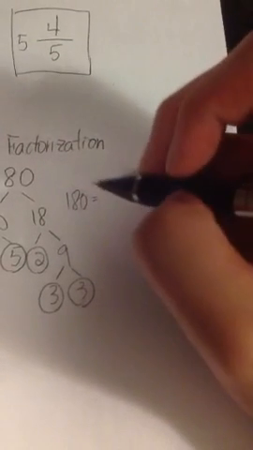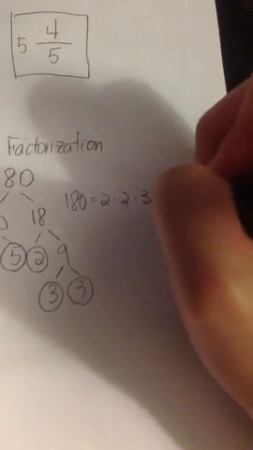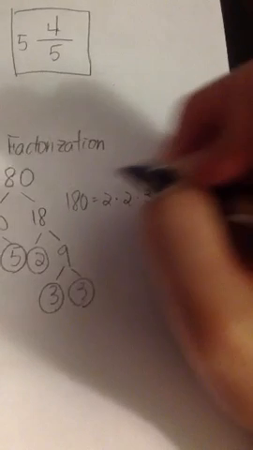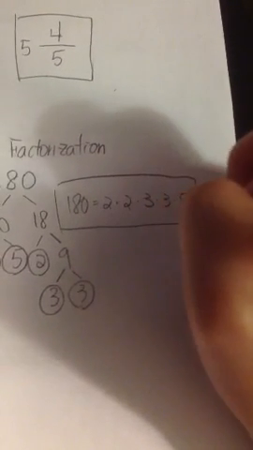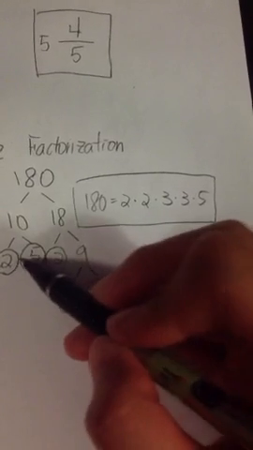So the prime factorization for 180, we can denote it as 180 is, I always write from the smallest number to the biggest number, 2 times 2 times 3 times 3 times 5. And that will be your answer. That's it.